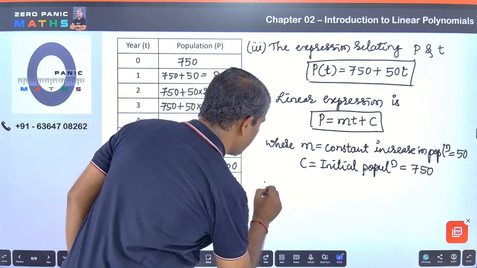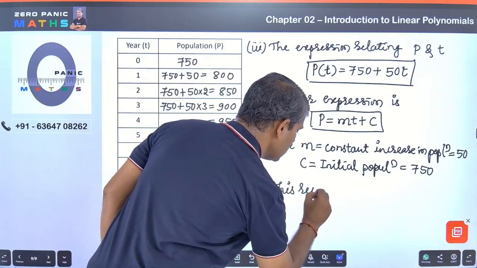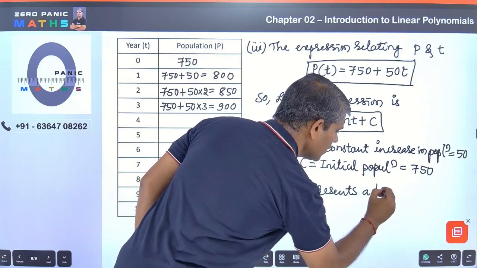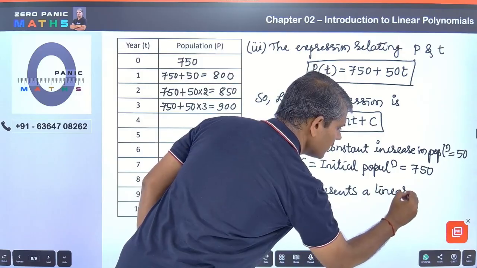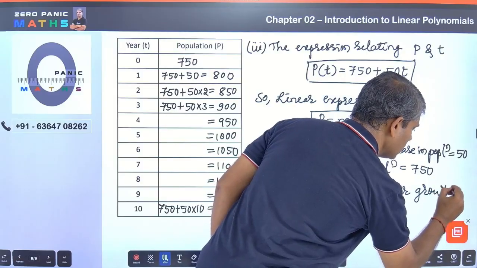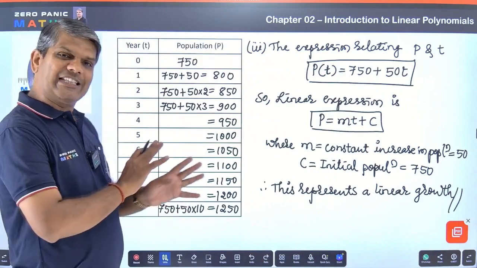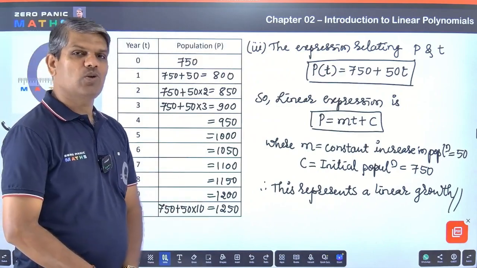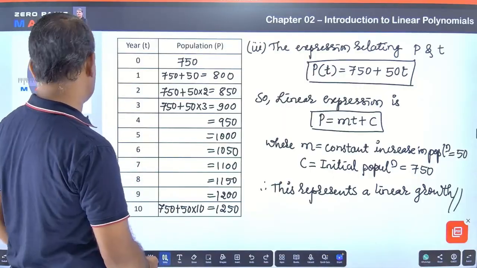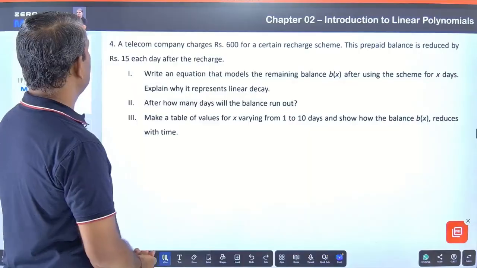Okay, so therefore this represents a linear growth. You can say this represents a linear growth. We can write the same thing. Okay, you might be feeling we are solving similar kinds of problems, but this is what is given in the exercise set. Now let us see a similar kind of problem.